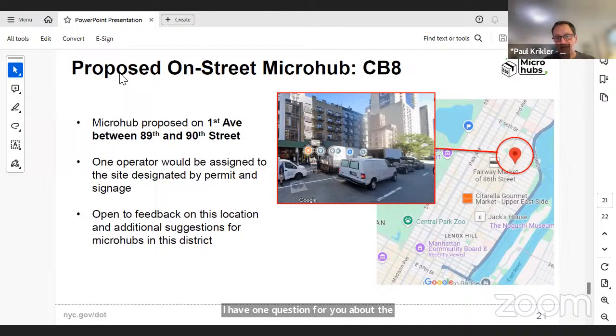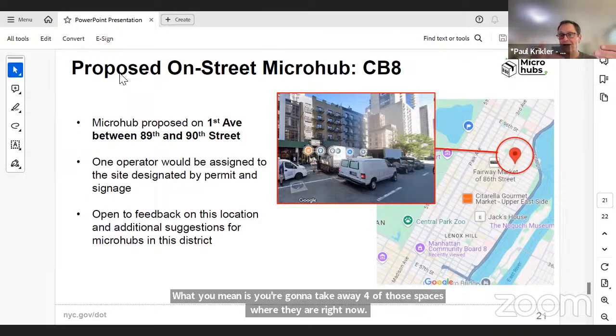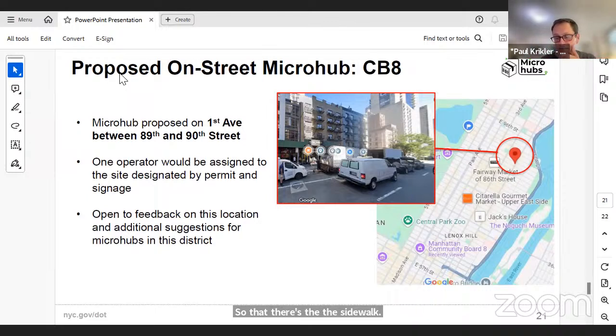As you say, on First Avenue there between 89th and 90th, it's a parking protected bike lane. I assume what you mean is you're going to take away 4 of those spaces where they are right now, so that there's the sidewalk, then there's the bike lane, and then there's the loading zone. Is that correct? Correct.